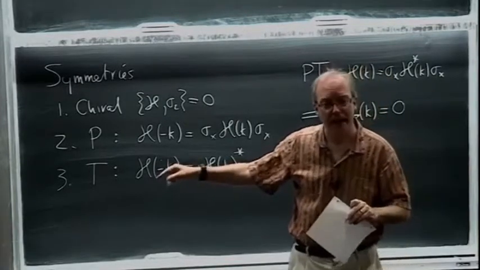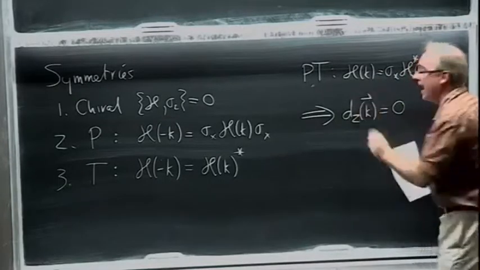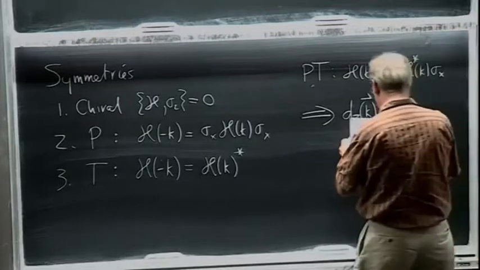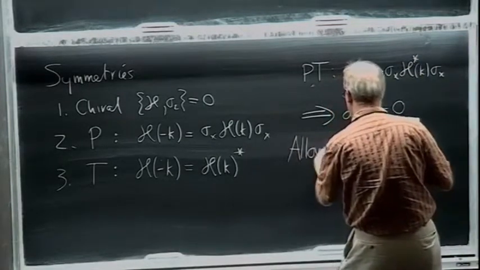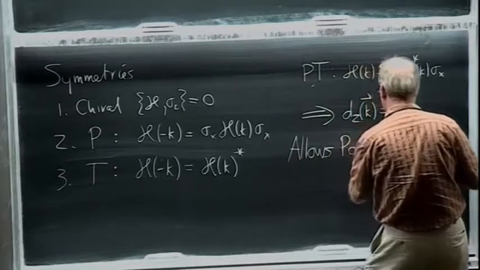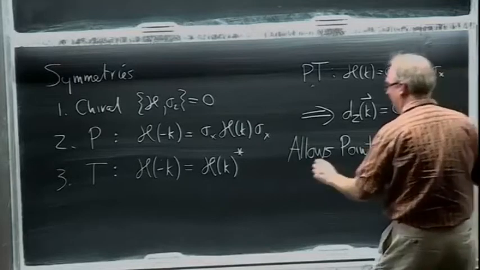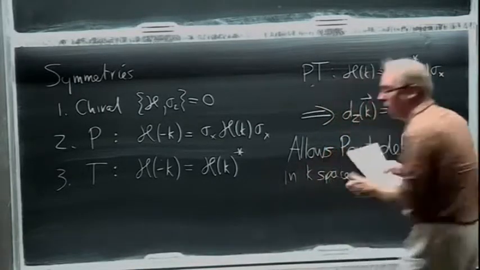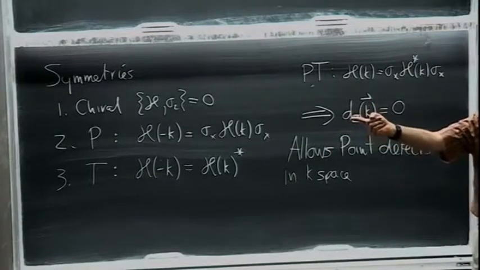And so now D is a function of k_x and k_y, and this allows point defects in momentum space, around which D wraps by 2 pi. And that's precisely the Dirac points.